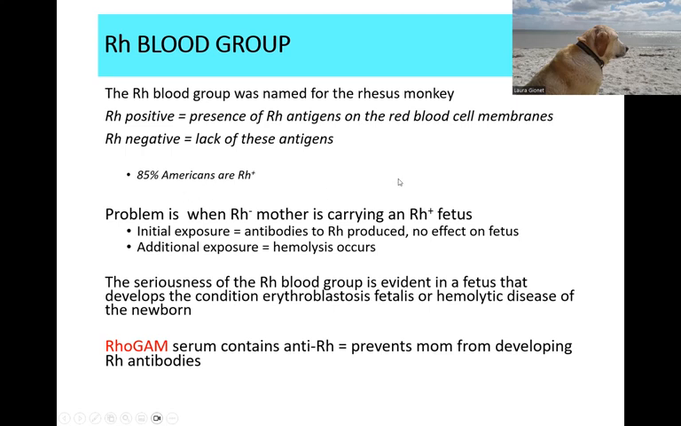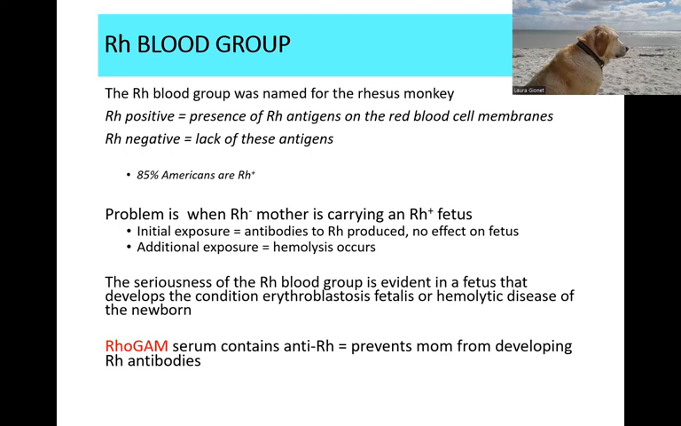So if you're Rh positive, you don't normally have to worry about ever making any Rh antibodies. About 85% of Americans are Rh positive, so it's way more common to be Rh positive than Rh negative, and it's dominant over being Rh negative. So what's the issue? Well, the problem is when a mom is Rh negative in her blood type and she's carrying a fetus that is Rh positive.